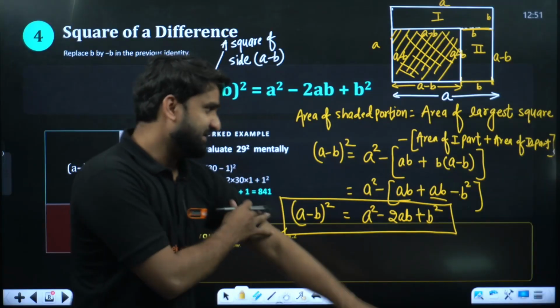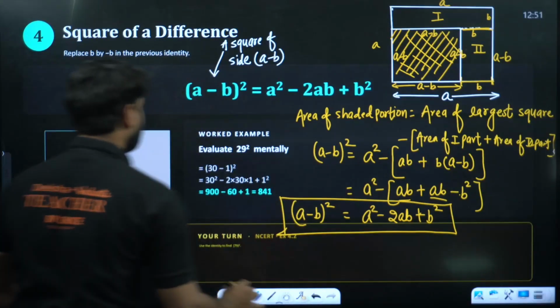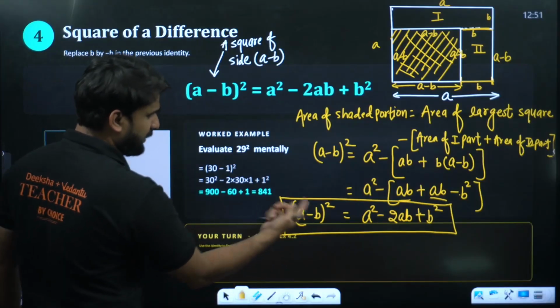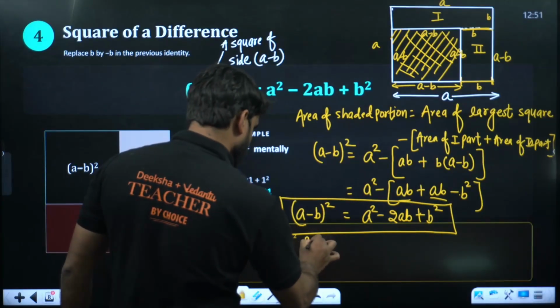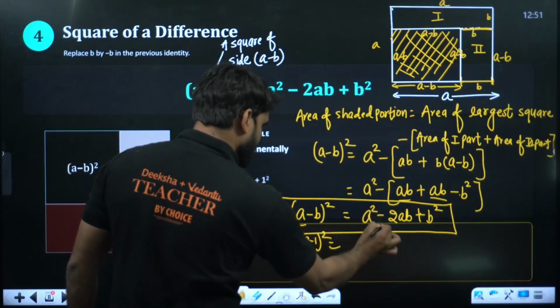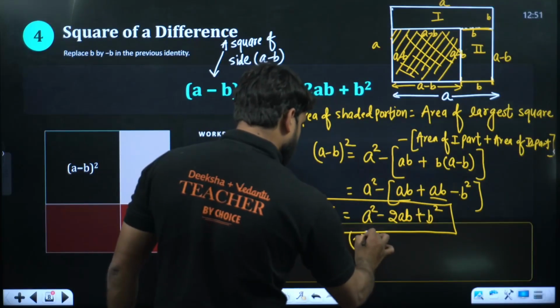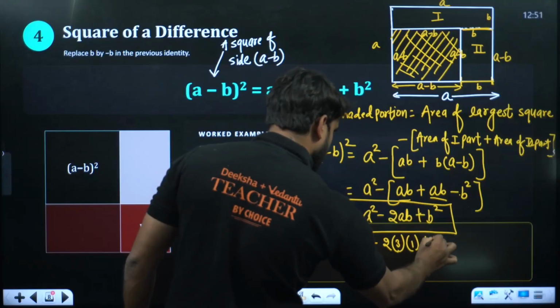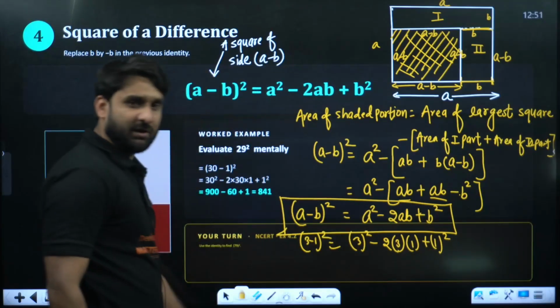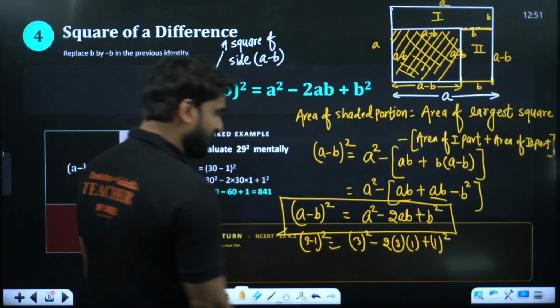Let me show you an example. Let me show you. So let's do one thing. Put A as 3 and B as 1. So 3 minus 1 whole square. So here also this will go 3 whole square minus 2 into 3 into 1 plus 1 whole square. Okay. Let's prove it. So 3 minus 1 is 2.